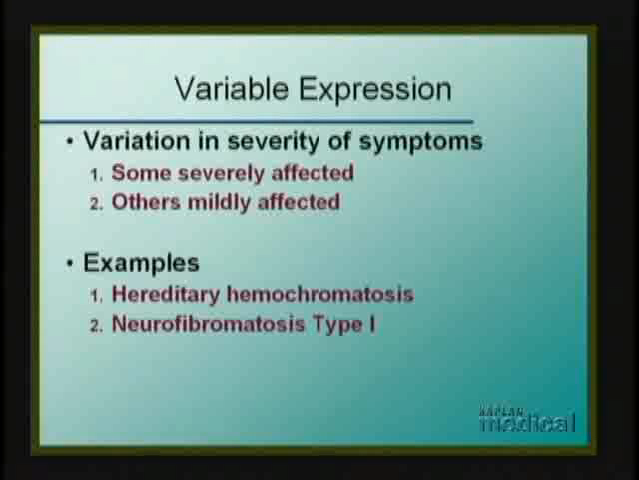Some examples of diseases showing variable expression are hereditary hemochromatosis and neurofibromatosis type 1. Hereditary hemochromatosis is an inherited genetic disease in which the patients accumulate too much iron in their bodies. And this iron can form deposits all over the body. The particular symptoms that an individual has will depend on how much iron is deposited and where in the body it is deposited. So these patients will often have symptoms of arthritis due to iron deposits in their joints.